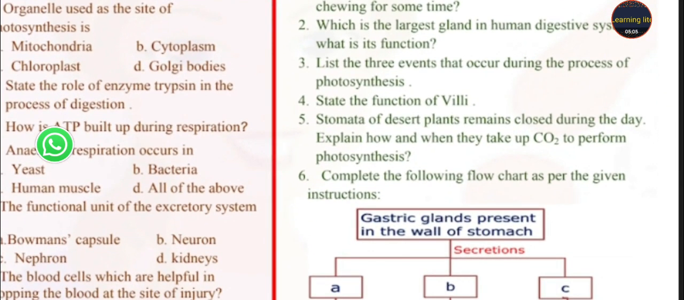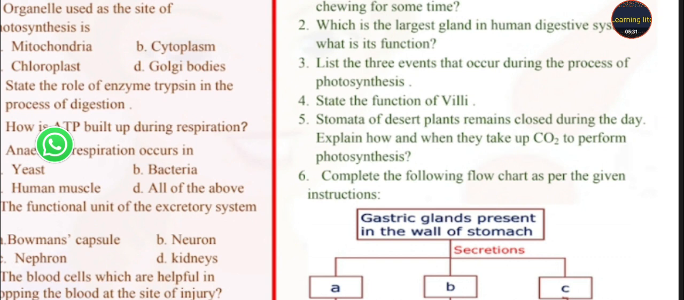Fourth question, state the function of villi. Student, villi are finger-like projections present in our small intestine. And why are these present in the small intestine? Because the small intestine is a very coiled structure. So to increase the absorption area for digested food, there are finger-like projections called villi. So they increase the surface area for food absorption.